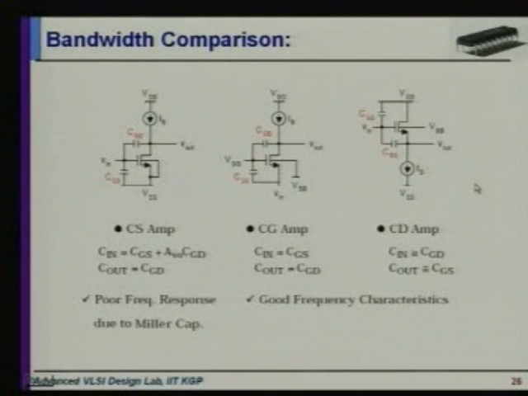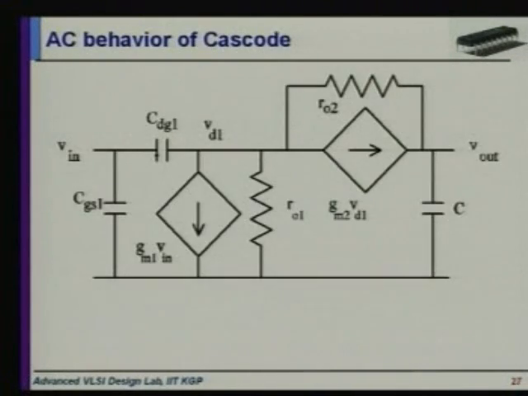Now this is the bandwidth comparison of the different types of stages, that is CS, CG and CD. For the CS case, due to the Miller effect, that is the feedback, it will show a poor frequency response, and for the common gate stage there will be no Miller effect, so we can get good frequency characteristics. So we can opt for the AC behavior of the cascode stage. That is very important, so don't look at this circuit, I will look at that particular cascode stage.